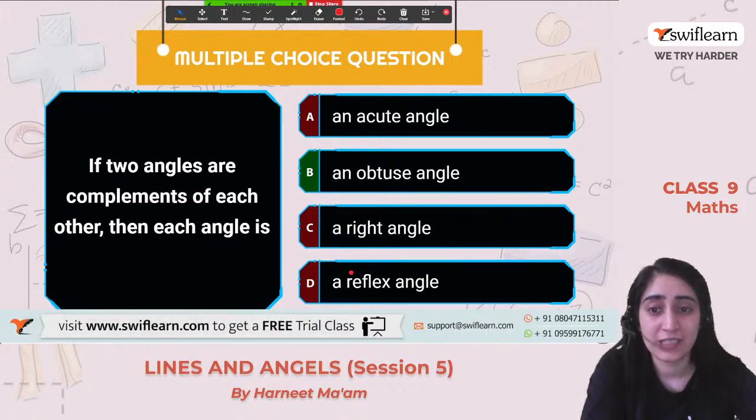If two angles are complement of each other, then each angle is which option? A, B, C, or D? Acute, obtuse, right, or reflex? Go ahead, give it a try. So what's the right answer?